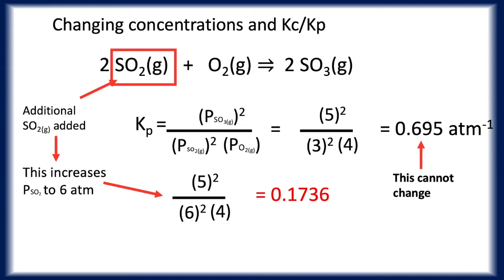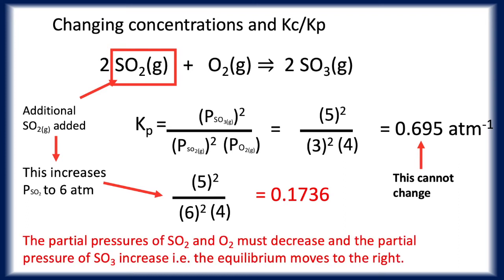So we need to sort something out because Kp has to be 0.695 atmospheres to the -1. But because I've added all this extra SO2, the partial pressures are now giving me a Kp of 0.1736. So obviously that has to increase from 0.1736 back up to 0.695. And in order to do that, the partial pressures of SO2 and O2 need to decrease and the partial pressure of SO3 increase. Therefore, as Le Chatelier predicts, the equilibrium would move to the right.